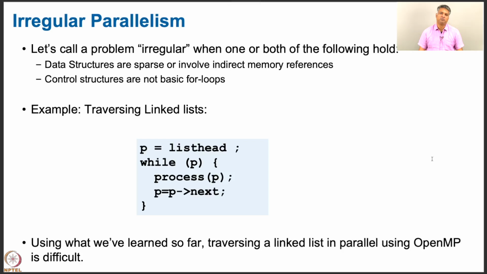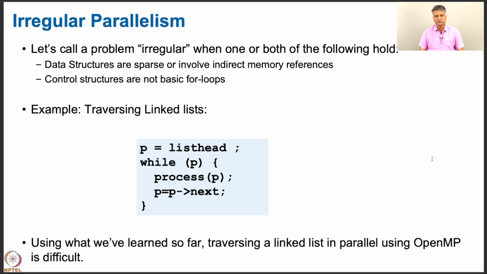So typically a problem becomes irregular when one of the two hold. If the data structures are sparse and involve a lot of indirect memory references, then the problem becomes irregular because we are not sure of how long it will take to access certain data members. And if the control structures in the program code are not your basic for loops and rather have some conditionals, then you will have some sort of irregular parallelism.